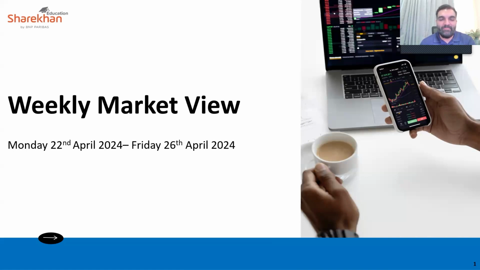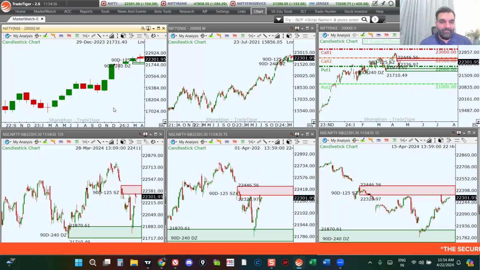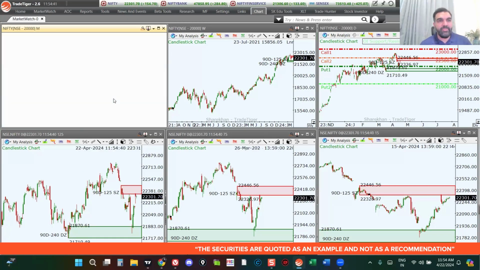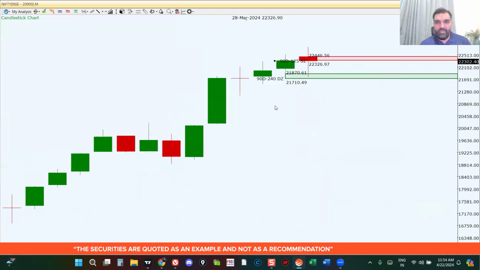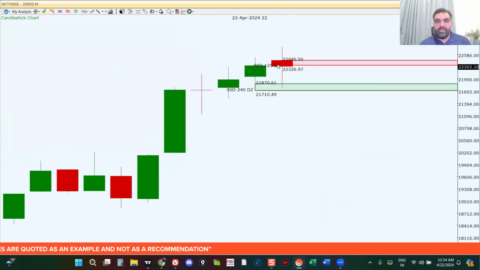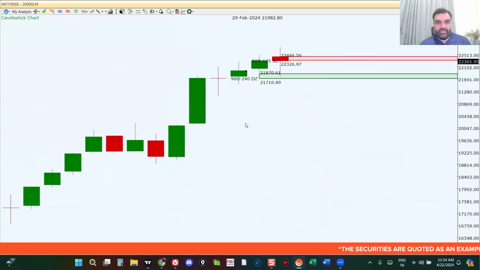Let's get started. All right, then let's dive down into the Nifty analysis first. So let's open the monthly chart of the Nifty. And this is the current month, April candle. A little bearish, but just consolidating. Right now, no clear sense of direction on the monthly chart.